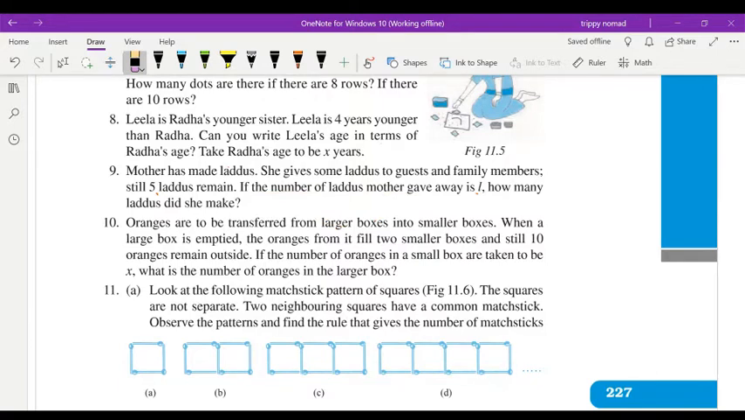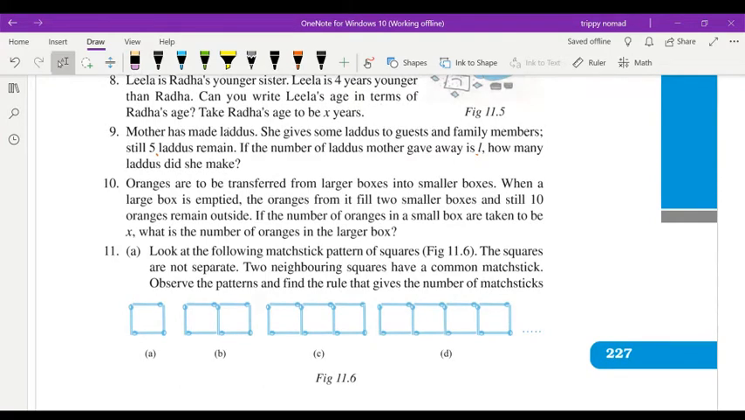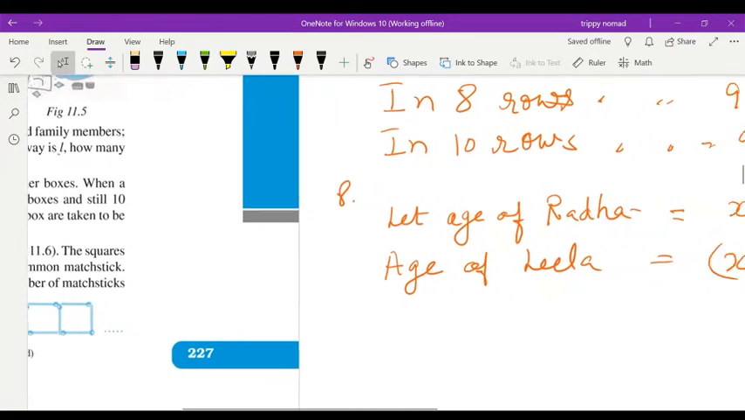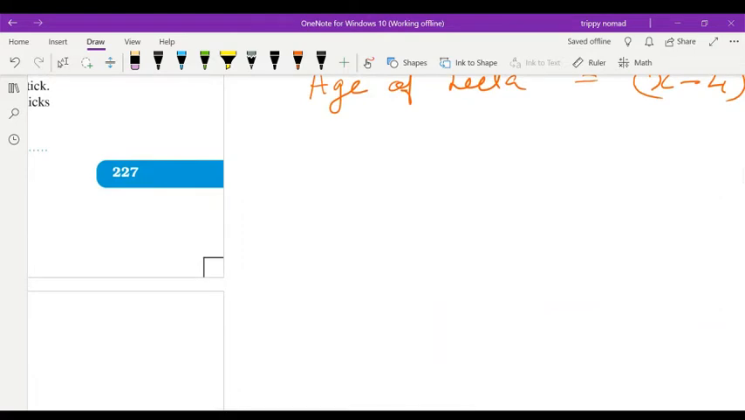Now question number 10. Oranges are to be transferred from larger boxes into smaller boxes. When a large box is emptied, the oranges from it fill two smaller boxes, and still 10 oranges are left outside. If the number of oranges in a small box is taken to be x, what is the number of oranges in the larger box? First of all, the number of oranges filled in the small box is equal to x.